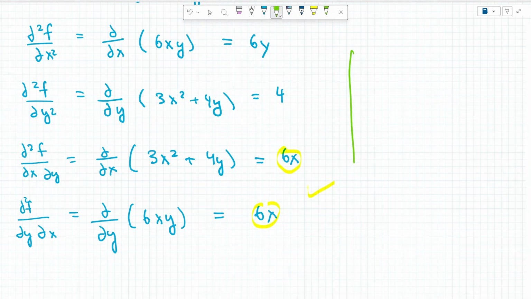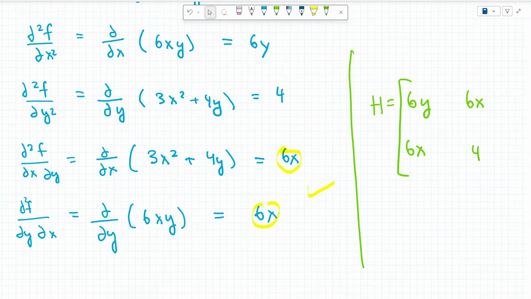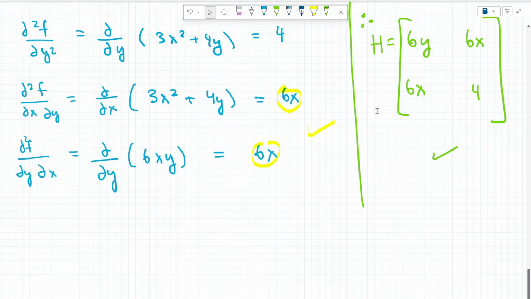So all we have to do now to find our Hessian is just to plug all these values in. So therefore we have 6y, 6x, 6x, and 4. So we have the symmetry over there. So therefore, we've now found our Hessian matrix, which is our second order matrix of partial derivatives, and it is square.